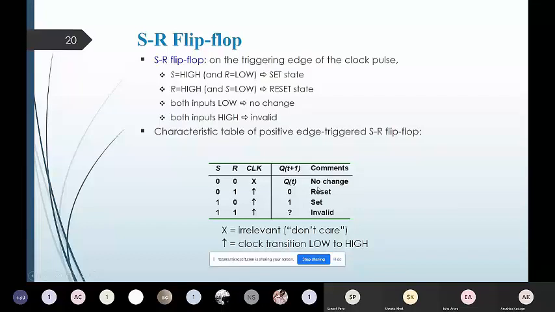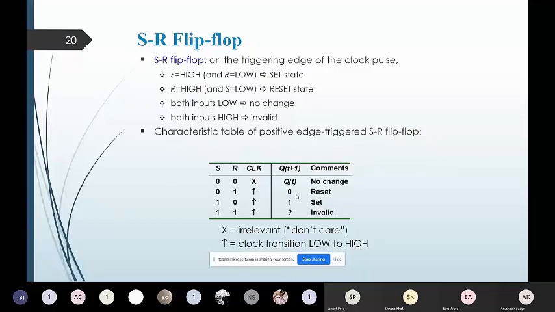The next input condition is when the S input is 0 and the R input is 1. So let's check here that S input is low and R input is 1, and along with that we have a positive edge occurring for the clock. If these are all the input conditions, then and only then will the flip-flop go to the reset state, and to indicate the reset state, the next state value should be 0.